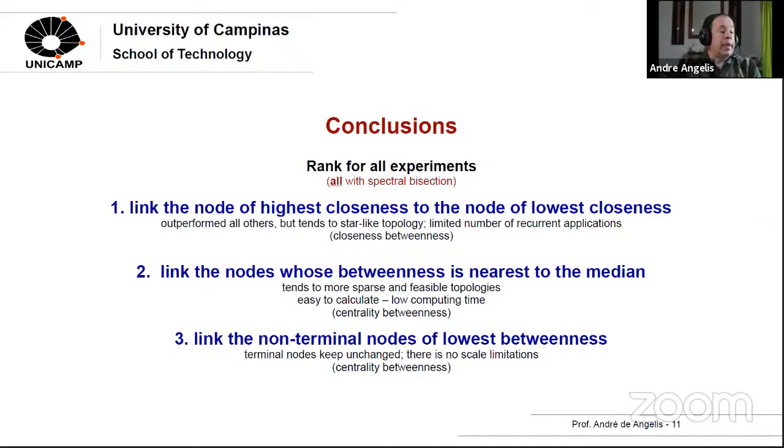Okay, thank you. The third strategy, link the non-terminal nodes of the lowest betweenness, and this strategy keeps the terminal nodes unchanged. There are no scale limitations, and again, it is based on betweenness centrality.